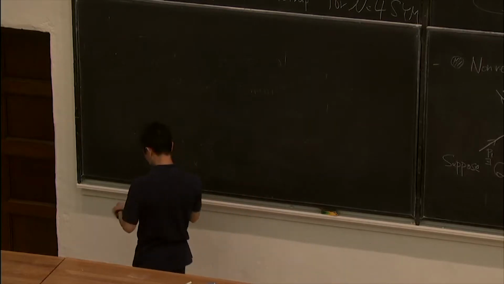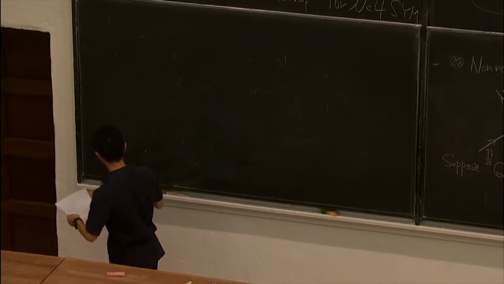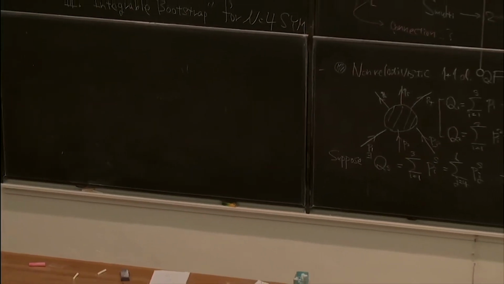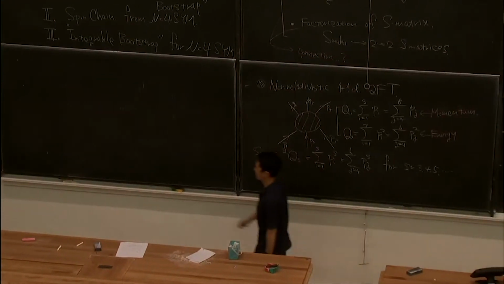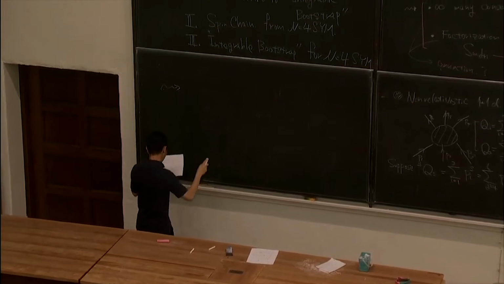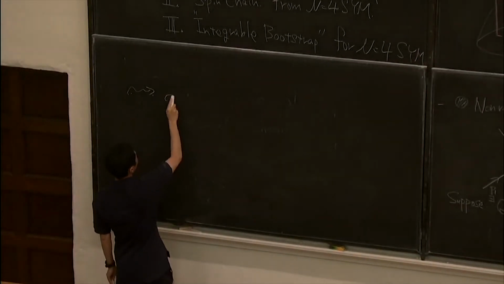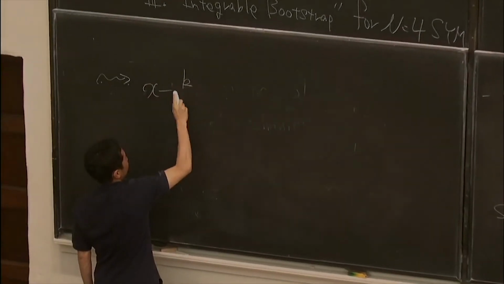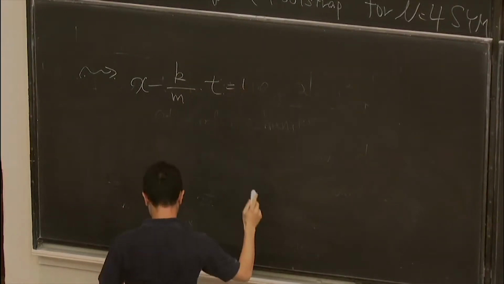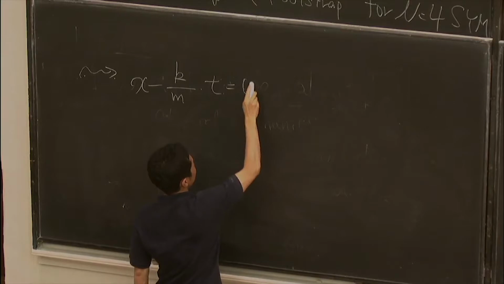So the peak of the wave packet in this case, you just need to take a derivative of this phase factor phi. And if you do it, then you realize that the peak is essentially given by x minus k over m times t equals 0. The position of the peak is defined by this equation.